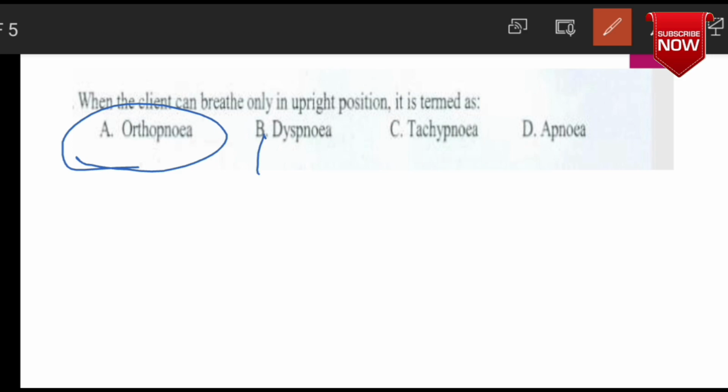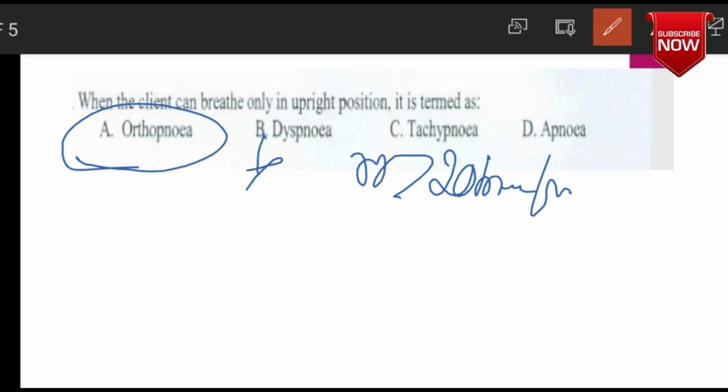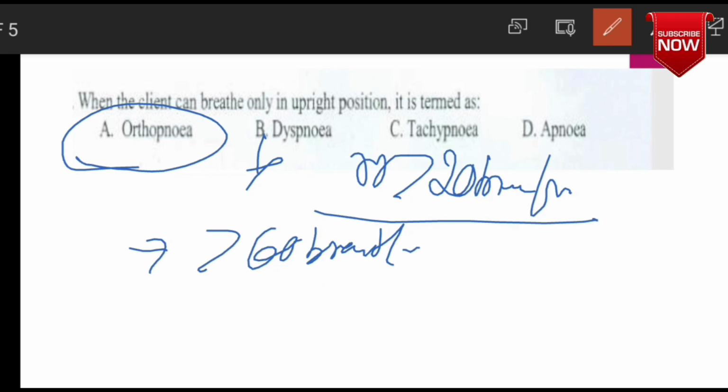Next option, dyspnea. Dyspnea is a sensation of breathlessness or shortness of breath. Tachypnea. Tachypnea is the respiration rate more than 20 breaths per minute. This is the case of adult. In newborn, tachypnea is more than 60 breaths per minute.